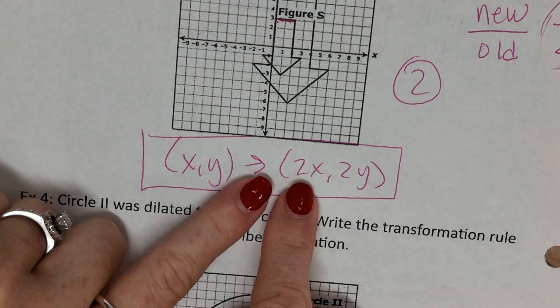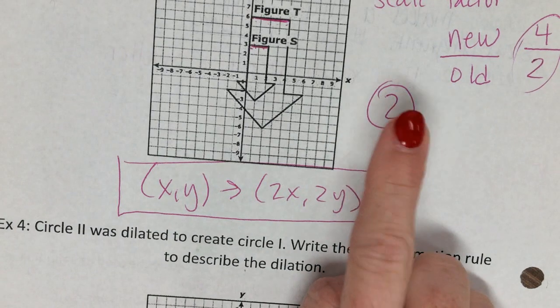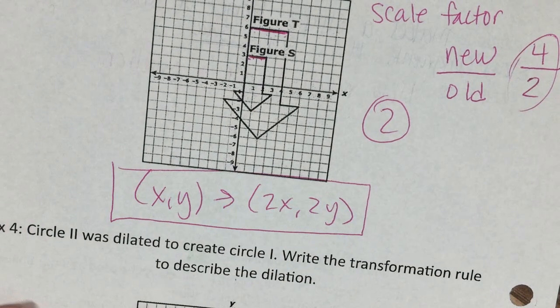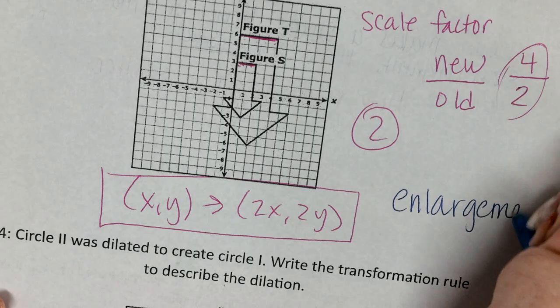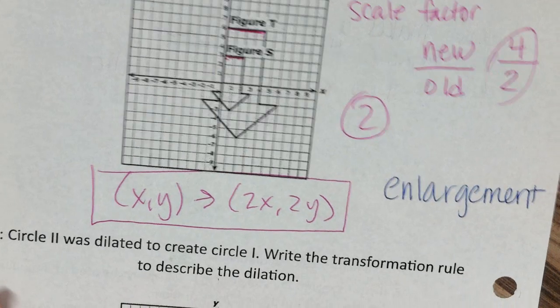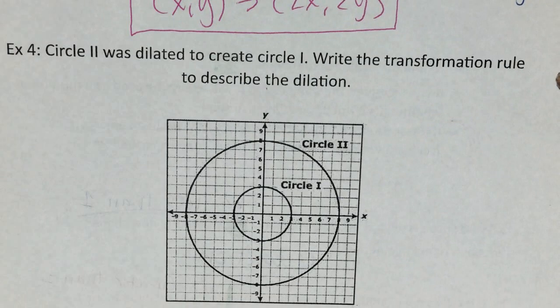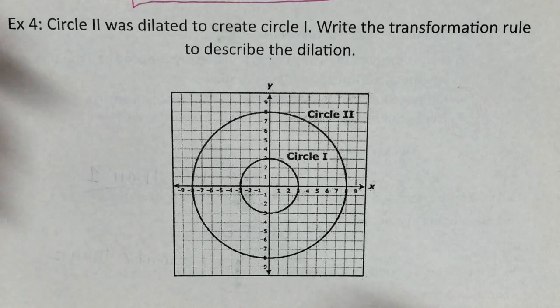Was this a reduction or an enlargement? What is the scale factor? Is it greater than 1 or less than 1? So was this a reduction or an enlargement? This was an enlargement. They took a smaller shape and made it bigger. All right, let's go do the next one. We have to figure out which one's new and which one's old, or we won't get it right.